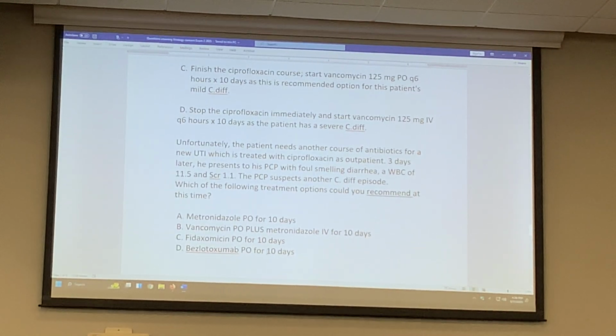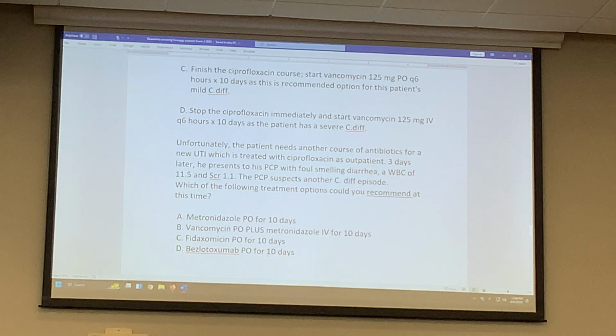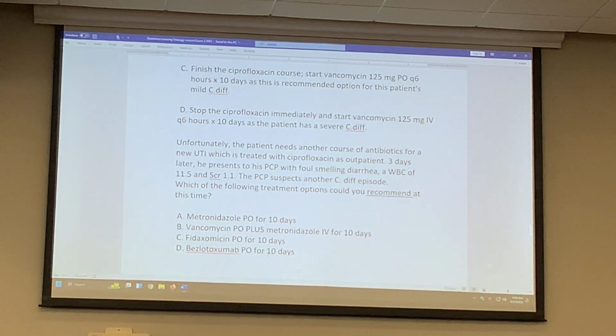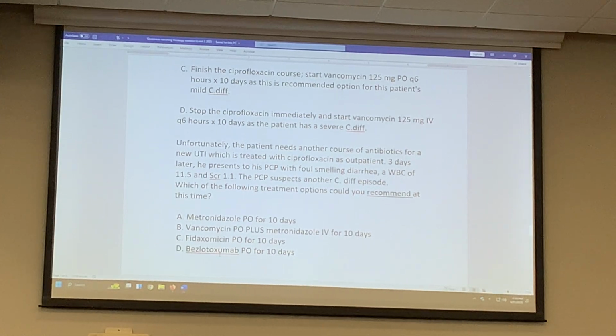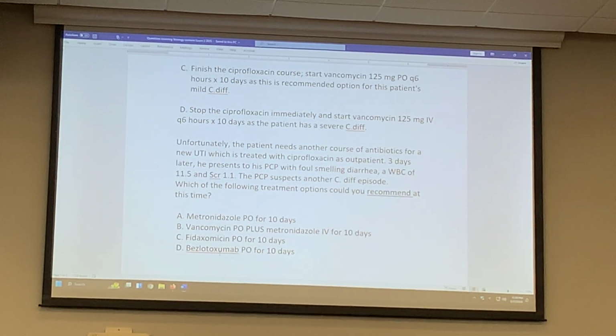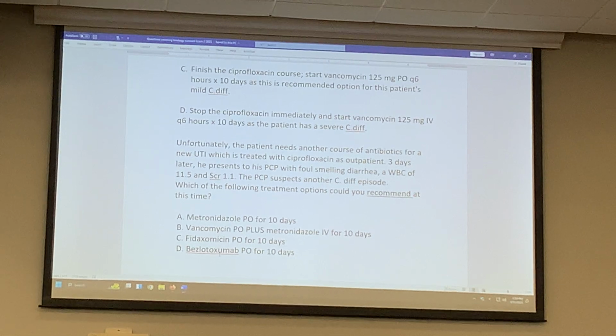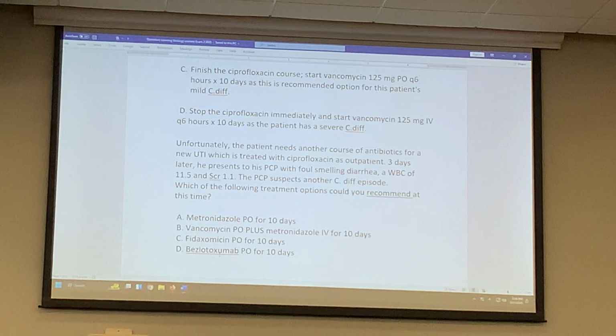Bezlotoxumab for 10 days. Is that a treatment option? Yes, exactly. It has to be added. It's not an antibiotic, it's a monoclonal antibody, so this by itself wouldn't help. Now, doctors, the guidelines say you can give it in a recurrent C. diff, but it's very expensive. So usually they wait until we had at least maybe the second recurrence before you do this, right? Even so, the guidelines say you can add it on, but it's not by itself an option.